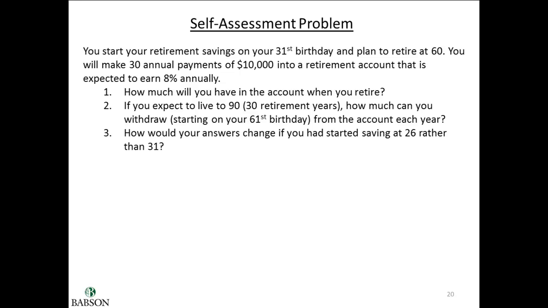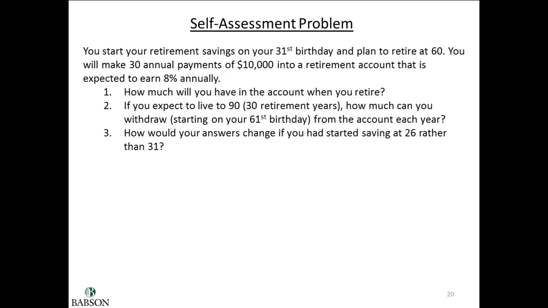Start retirement savings on your 31st birthday. You're going to retire at age 60. So picture the timeline in your head. So you're going to save for about 30 years. You're going to make 30 payments of $10,000 into a retirement account. It earns 8% per year. How much will you have in the account when you retire?